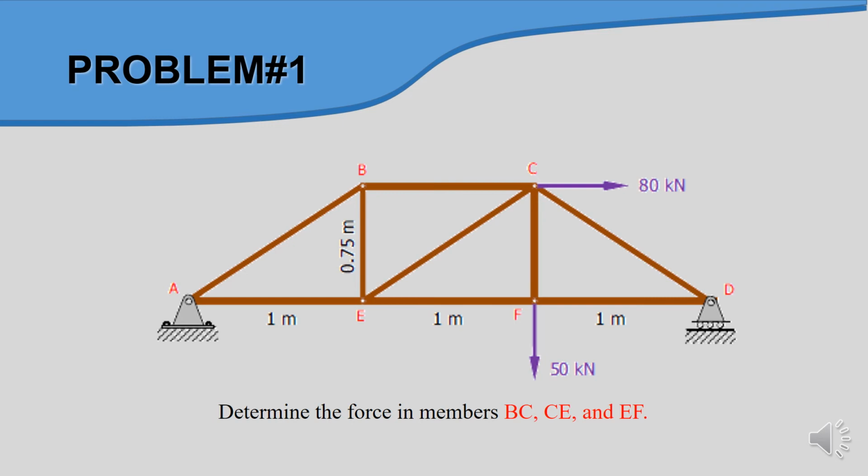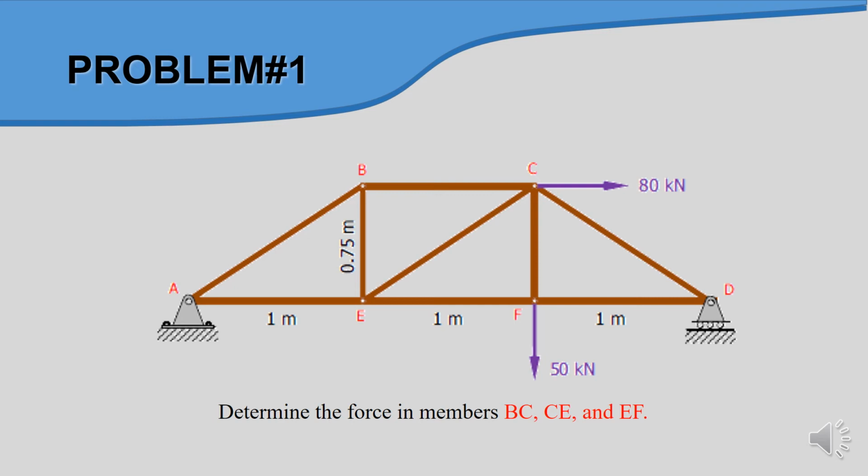Okay, we have a truss, we have a hinge and roller. So at point C and point F we have external forces: at point C it is 80 kilonewton to the right, and at joint F we have a downward force with a value of 50 kilonewton. So by using the method of sections, determine the force in members BC, CE and EF. In order to solve this, we need to consider two things.